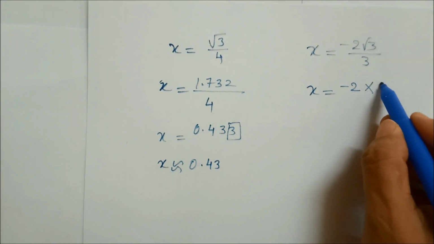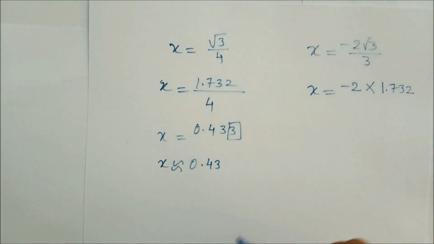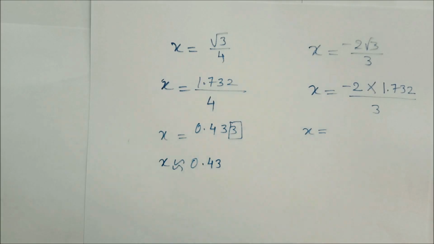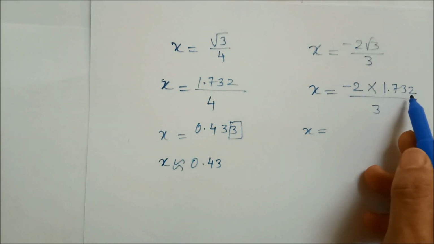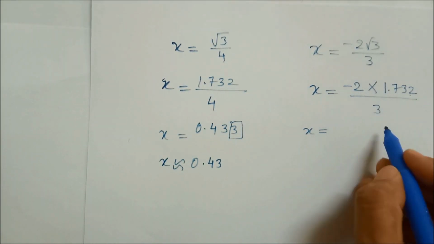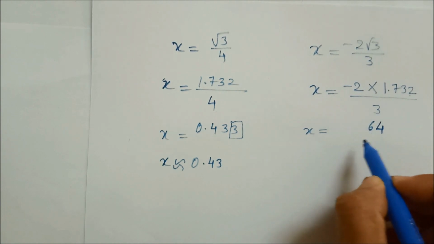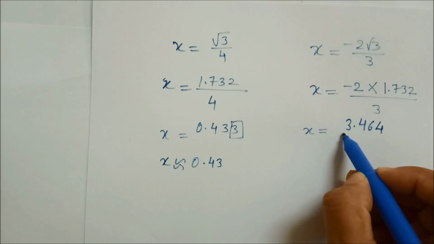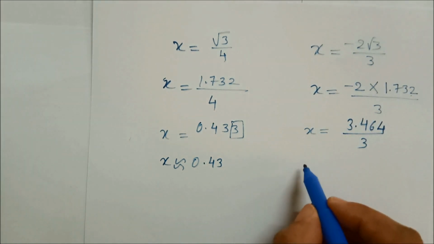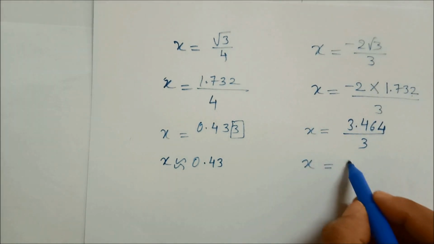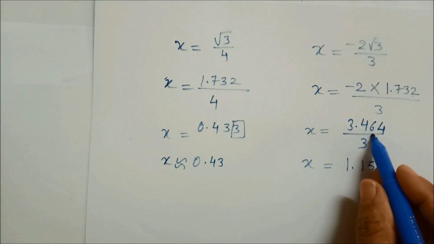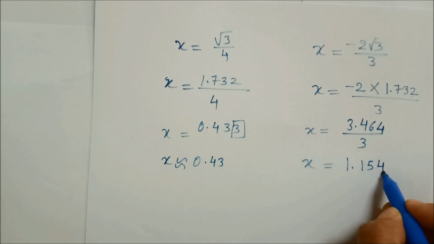Now in the second part there is minus 2 and under root 3 we know the value, that is 1.732. So we will write 1.732 upon 3. x is equal to, we will multiply the minus sign and 2 in the given part. 2 2s are 4, 2 3s are 6, 2 7s are 14, carry over 1, 2 1s are 2, plus 1 is 3, 3.464 upon 3. x is equal to 3 1s are 3, 3 1s are 3, 1 remaining and 16, 3 5s are 15, 1 remaining and 4, 3 4s are 12.